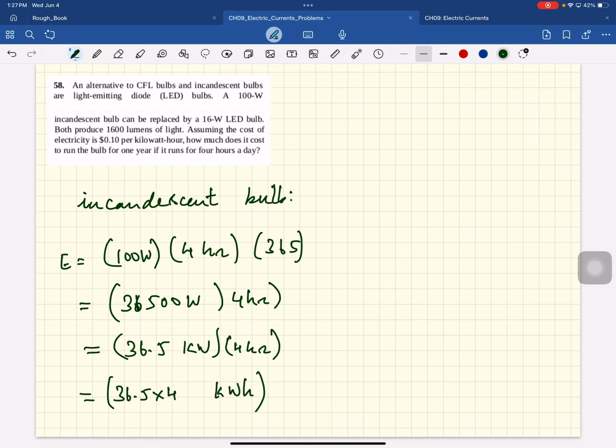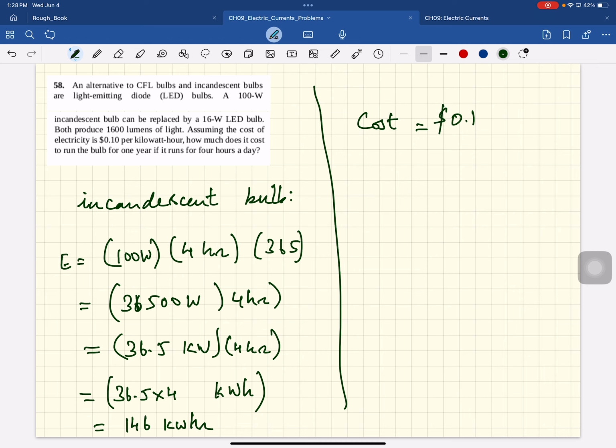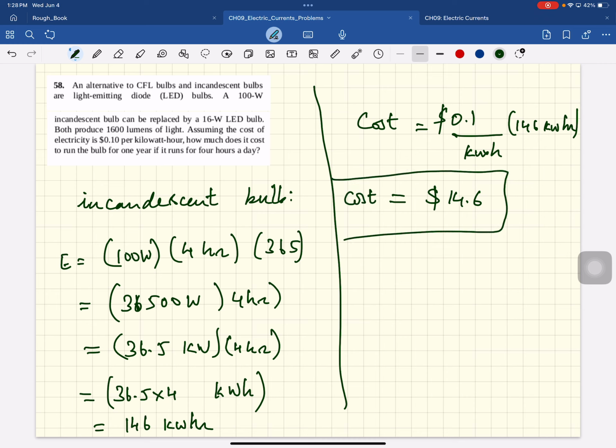Okay, so that's 146 kilowatt hour. And so the cost is $0.1 per kilowatt hour into 146 kilowatt hour, which is $14.60. So the incandescent bulb costs that much.